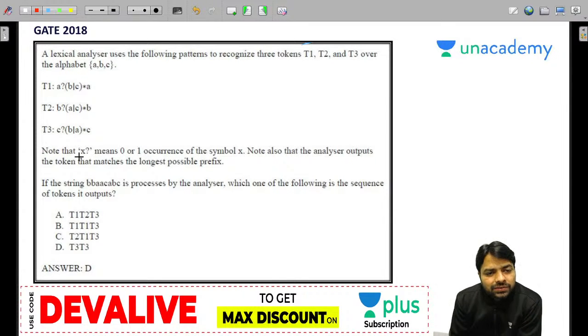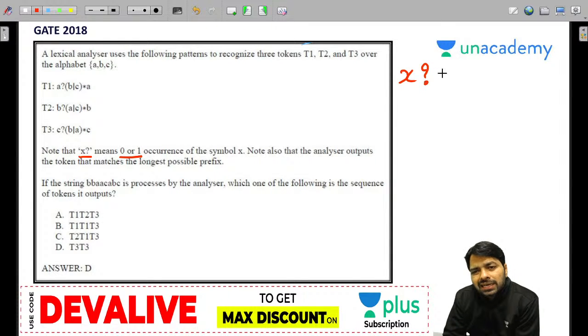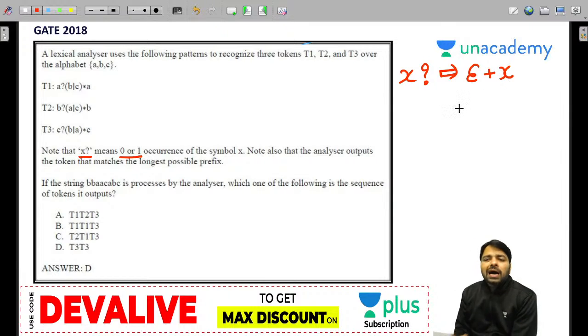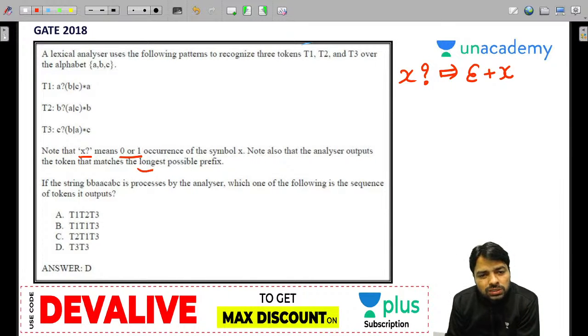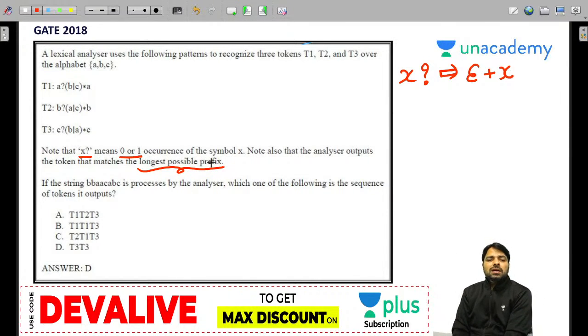Okay, 3 types of tokens we have. X question mark means either 0 or 1. That means X question mark means, in TOC we say, epsilon or X. Either 0 occurrence or 1 occurrence of the X. And we are going to use the longest possible prefix, also called the maximal munch rule, and I'm going to explain again how to scan that.